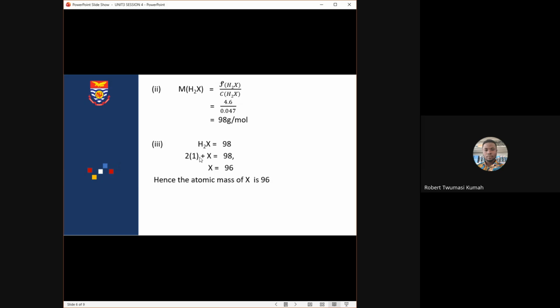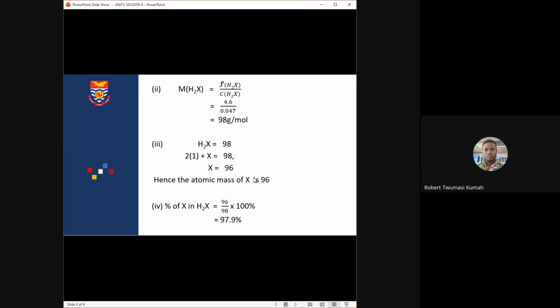1 times 2 plus X equals the molar mass. And that gives us 96. Hence, the atomic mass of X is 96. We can check which element has atomic mass of 96. That becomes the element that is supposed to be here. And that solves it. The next is to find the percentage of X in the H2X.